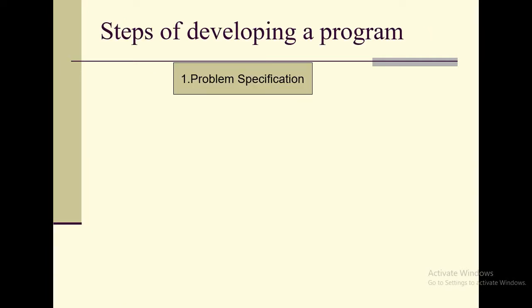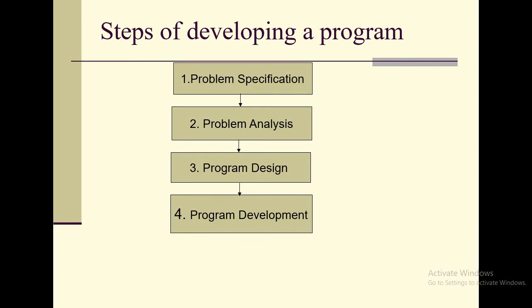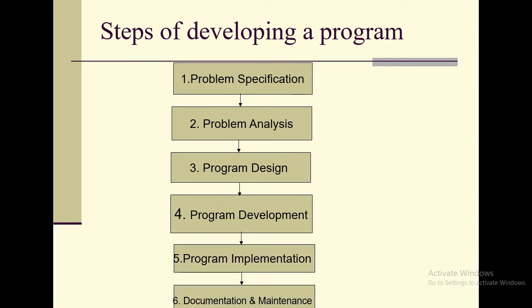There are 6 steps of developing a program: problem specification, analysis, design, development, implementation, documentation and maintenance, and it recycles. You see, it recycles. It has no ending. It's a continuous process. In some books you will find 5 steps, in some books 7 steps, and also 6 steps, but I have chosen 6 steps as the standard one. If you write that there are 7 steps in program design and development, that will also be okay.